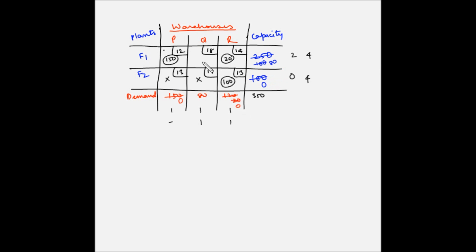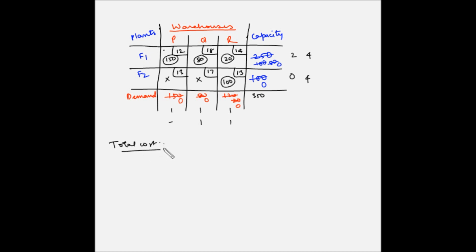Now the last square available is F1Q. The supply available is 80 and the demand is 80 as well. So we can allocate 80 units here. So with this allocation, the supply capacity at F1 becomes 0 and the demand at Q also becomes 0. So this becomes our basic initial feasible solution. Now let's find out the total cost of transportation.